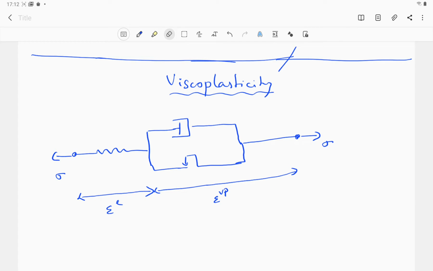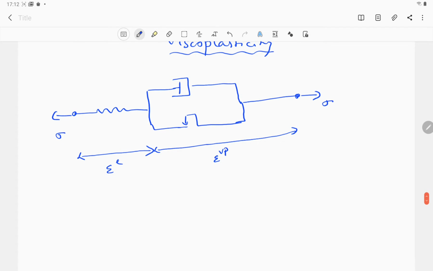In this video, let's see how to model viscoplastic behavior of the material. Okay, so this is the mechanical analogy. Where there's a spring, and then in series to that there is one friction damper, and there's another viscous damper.